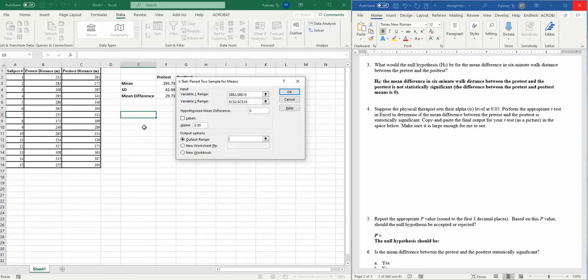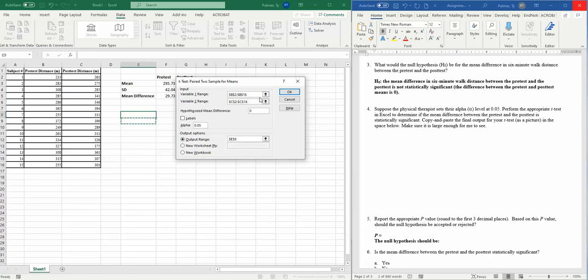So I'm going to click on, let's click on this cell here. Again, it can be on any cell, but just make sure it's far away from your data. That way it doesn't interfere with anything. I'm going to click on this cell here. It highlights that cell. That's where we're going to put the final output.